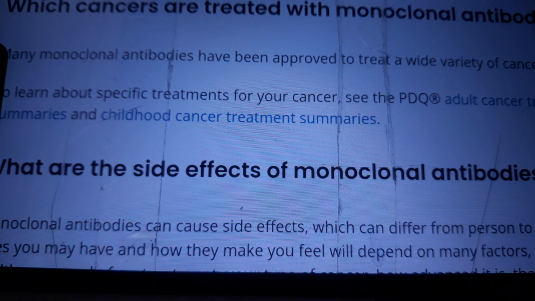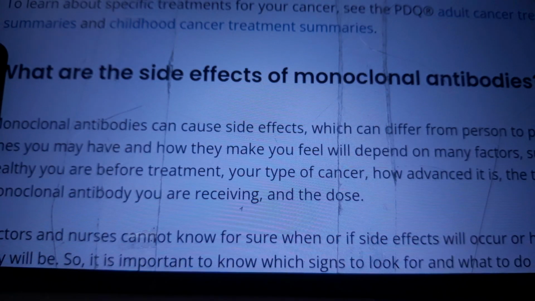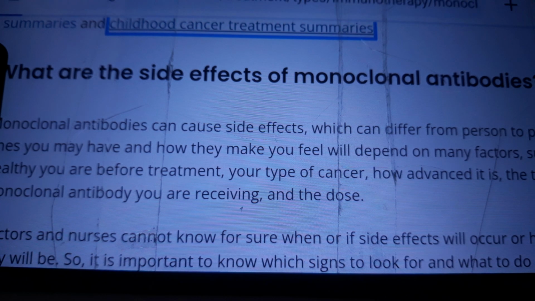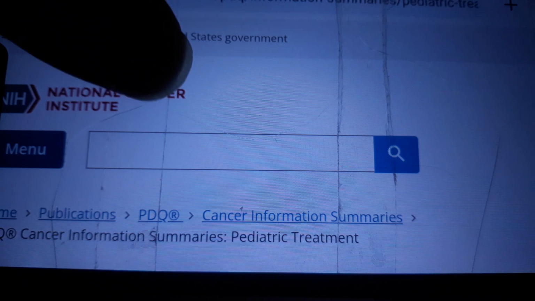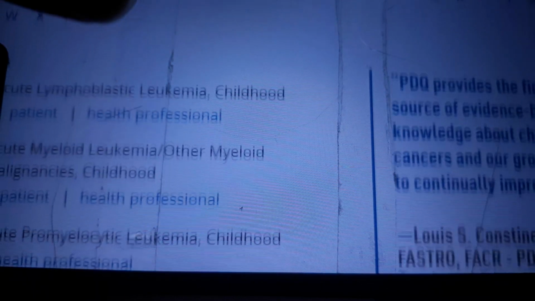Which cancers are treated with monoclonal antibodies? Many monoclonal antibodies have been approved to treat a wide variety of cancers. To learn more about specific treatments for your cancer, see the PDQ adult cancer treatment summaries and childhood cancer treatment summaries. The adult cancer treatment summaries, I think we've seen it, the PDQ. Let's go to the childhood cancer treatment summaries. We have an alphabetic list of PDQ pediatric cancer treatment summaries, right?